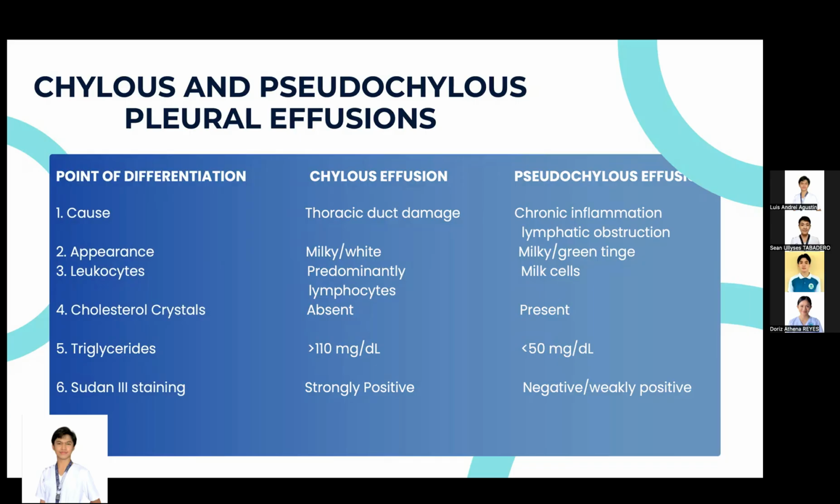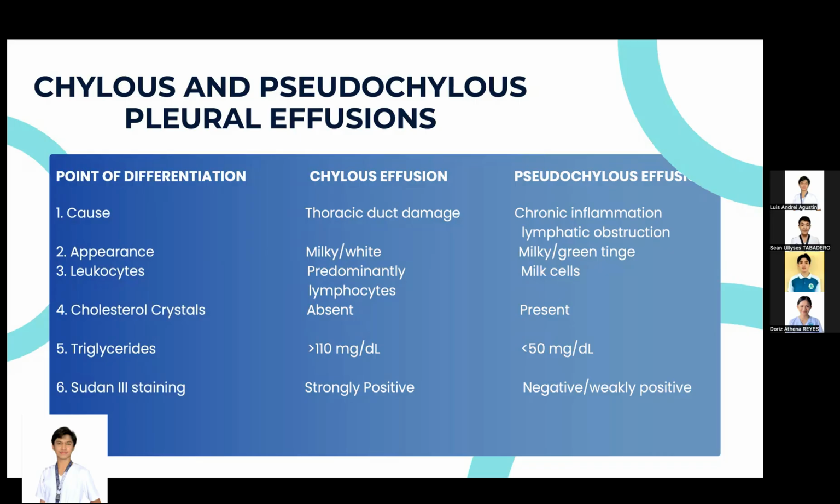And lastly, we have Sudan 3 staining. For chylous effusion, it's strongly positive, while negative or weakly positive in pseudochylus effusion. Sudan 3 is a lipid stain. It confirms the presence of fat droplets in chylous fluid.